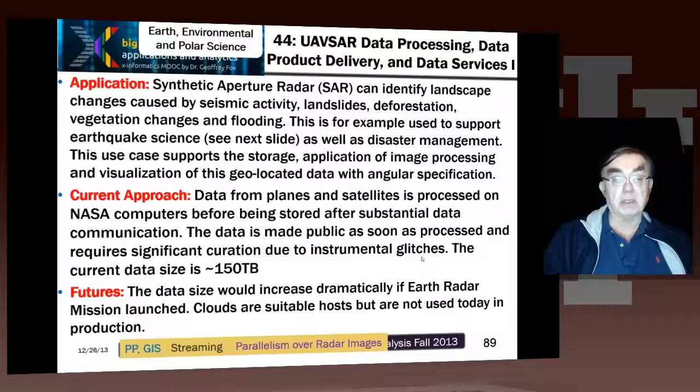At the moment, they're just starting to store it on the cloud. They have about 150 terabytes, and they're hoping to get a new radar mission that would actually get a lot more data, because, for instance, the analysis of the earthquake in Haiti was limited by the fact that they had very little UAVSAR data of the Haiti region. So it's important to gather more data to be able to understand better when earthquakes could occur, and then take the steps necessary to mitigate the consequences.